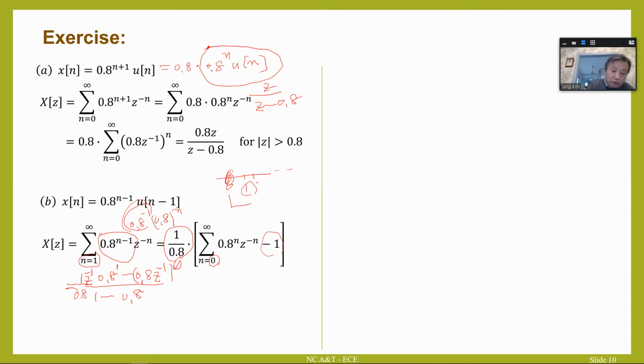So what I'm saying is that this is 0.8 z to the minus 1 starting from 1. Instead, you can do exactly the same thing, no different. Just to be clear, whenever you have it shifted where it's n minus 1, when you're coming down to X of z, you're always going to have a minus 1 after the 0.8 to the n, z to the negative n.